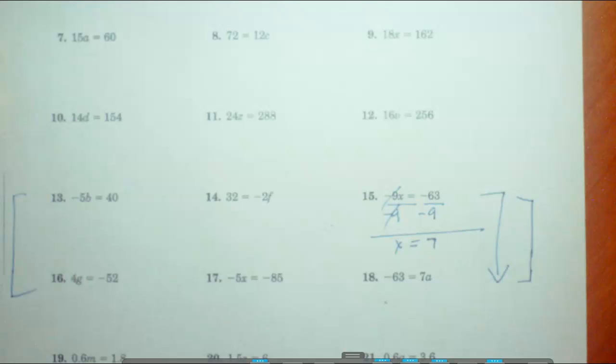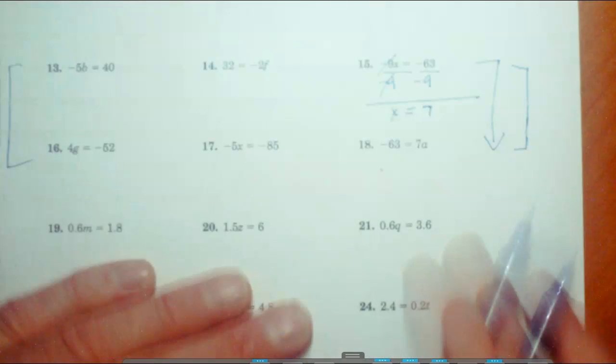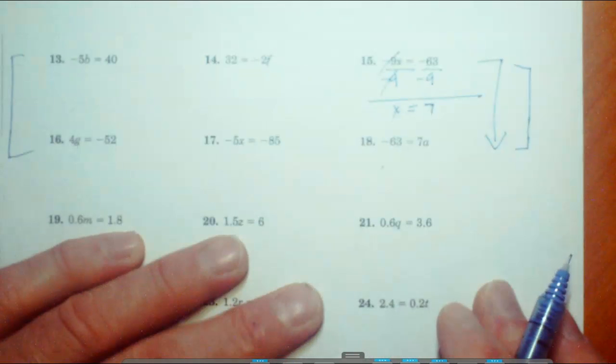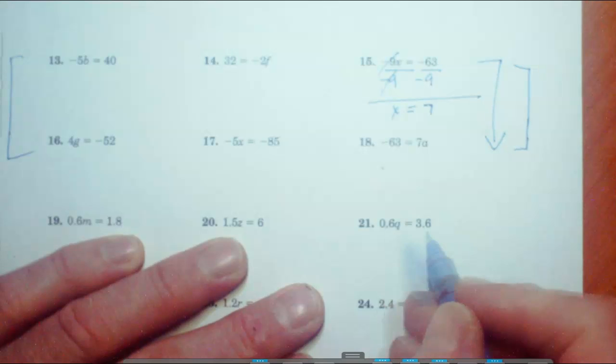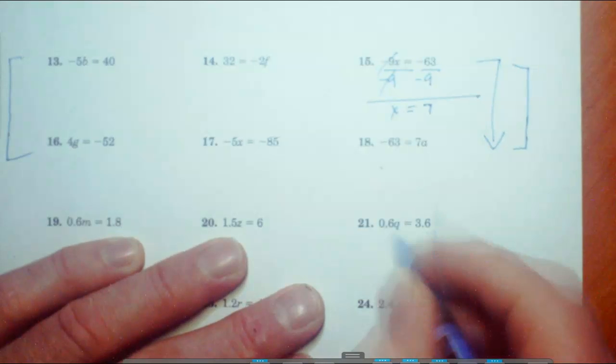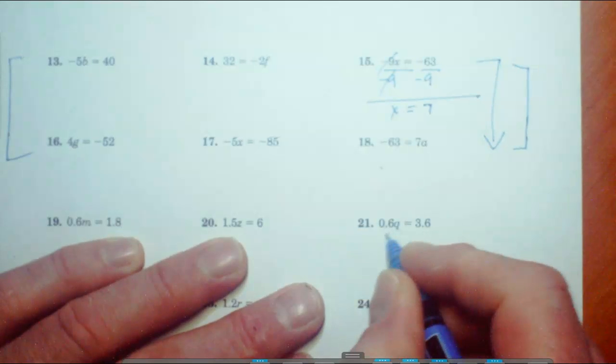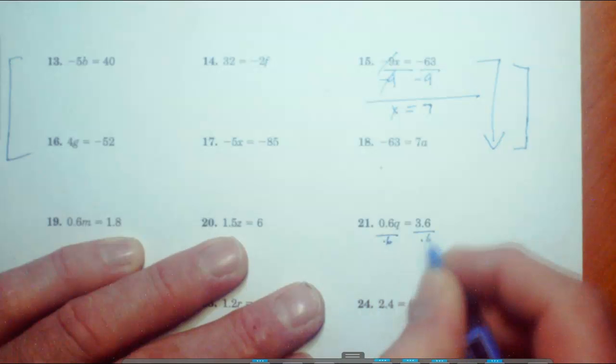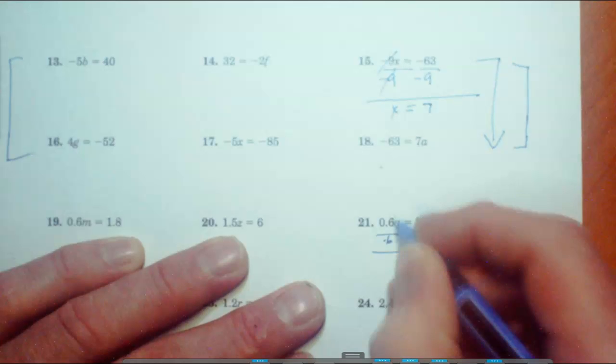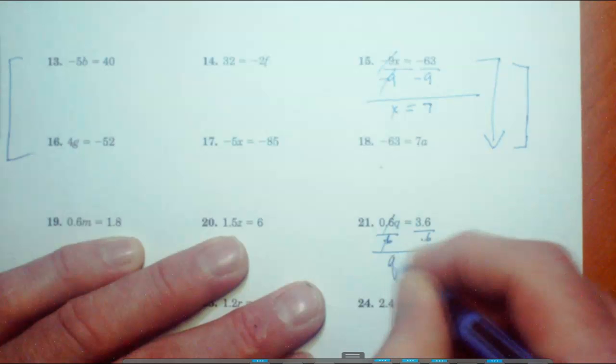Let's just do one with decimals in it. They're not tough. We have 0.6q equals 3.6. Well, we don't care what 0.6q is. We want to know what a whole q is. So we're going to divide it by 0.6, divide this by 0.6. 0.6 divided by 0.6 is just 1. We've isolated it. We've got q.